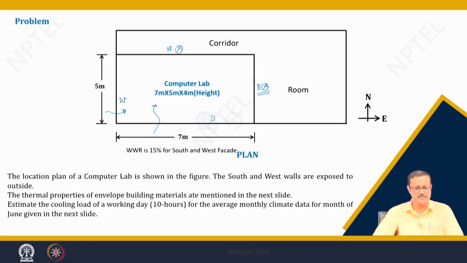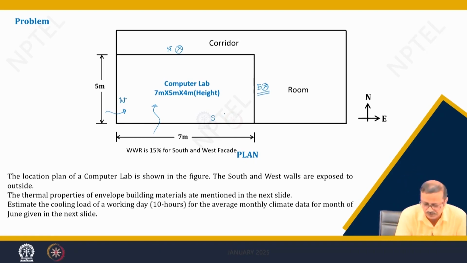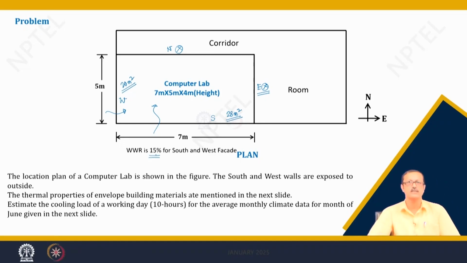I have mentioned that it is a 7 meter by 5 meter computer lab with a 4 meter height. So, the facade area I can easily calculate. The southern facade area is 7 4s are 28 meter square, whereas the western facade area is 5 4s are 20 meter square. Okay, this is the facade area, and based on the 15% WWR, window to wall ratio, of both sides, we can calculate the total solid wall area, and 15% of this 28 and 20 will be the window area of the southern part and the western part.